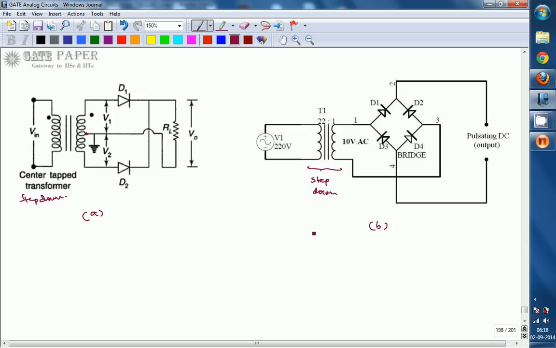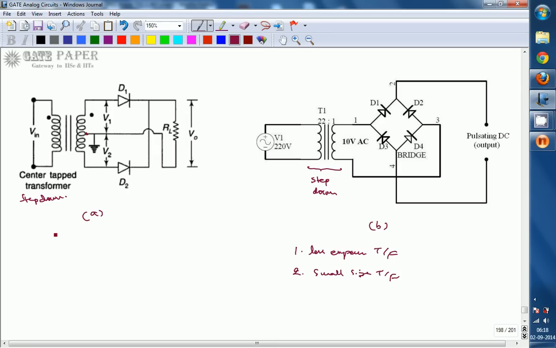So the first advantage is a less expensive transformer, and the second advantage is small size. The size of a normal transformer is small compared to a center tap transformer, so a small size transformer is also an advantage. And the third one is suitability for high voltage application.